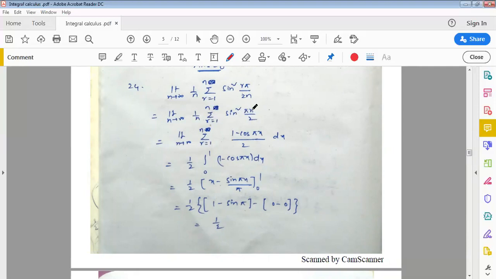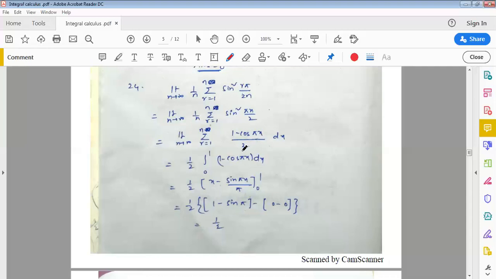Here it is r pi by 2n, so we get pi x by 2. In place of r by n, we write x, so that this term becomes pi x by 2. After that, in place of 1 by n, we write dx. We treat this function as sin square theta. Sin square theta can be written as 1 minus cos 2 theta by 2. When we write 2 theta, this 2 and that 2 get cancelled, so that we get 1 minus cos pi x by 2.